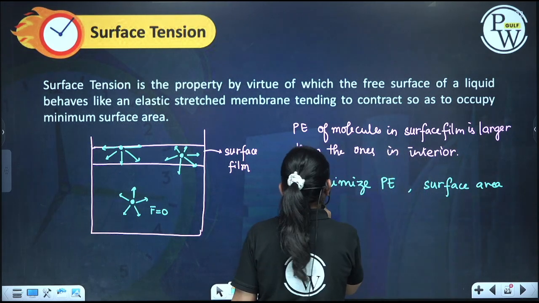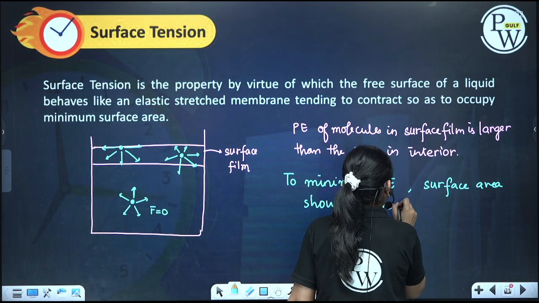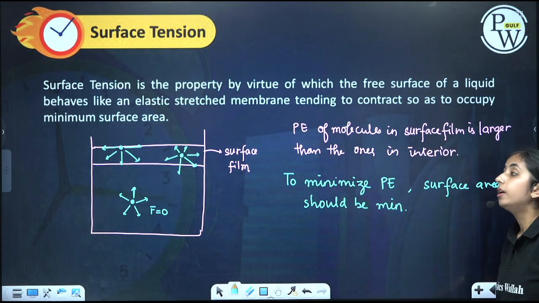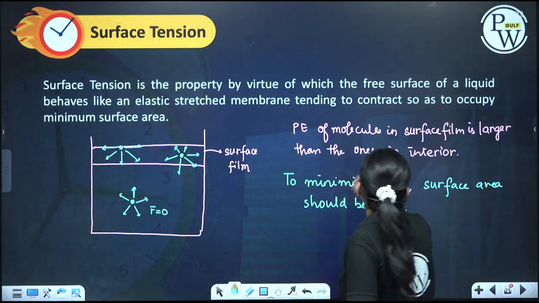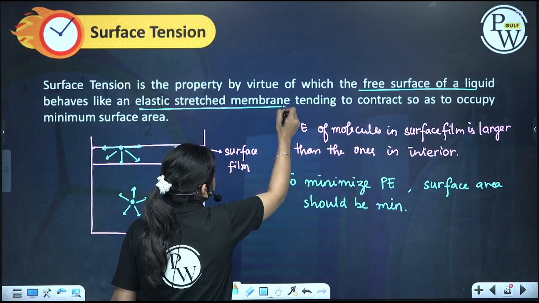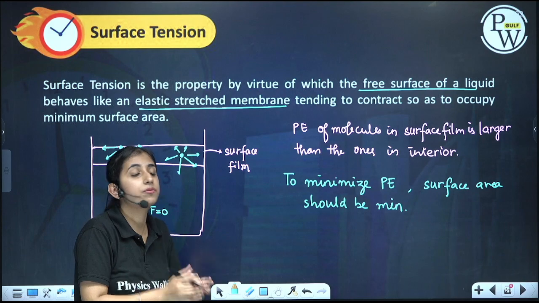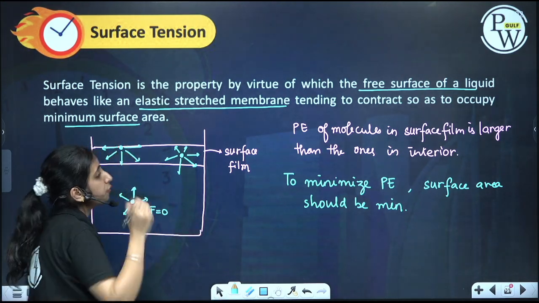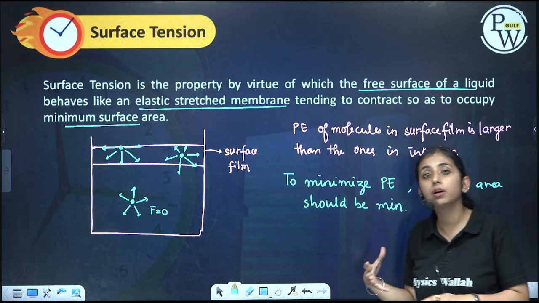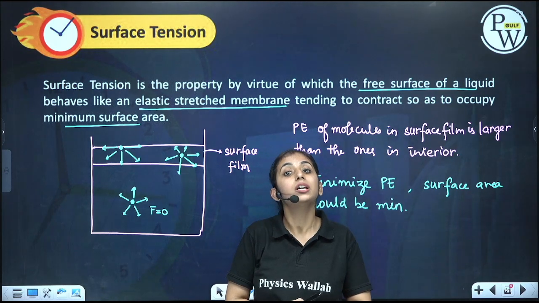Okay, surface area should be minimum. If surface area is to be minimum, this property of the fluid by which the free surface of a liquid behaves like an elastic stretched membrane, tending to contract so as to occupy minimum surface area, is called surface tension. This is a property of the liquid by which it tries to minimize its surface area. This is called surface tension.